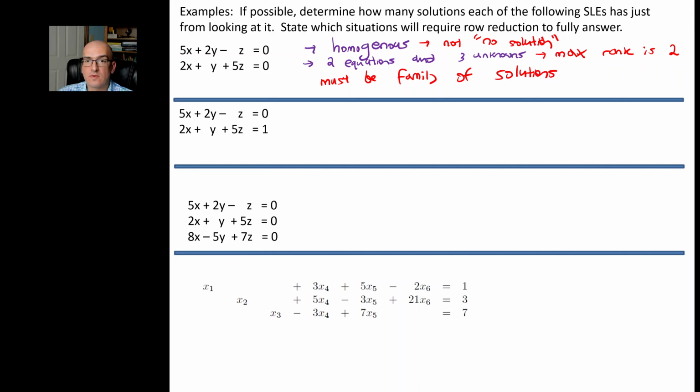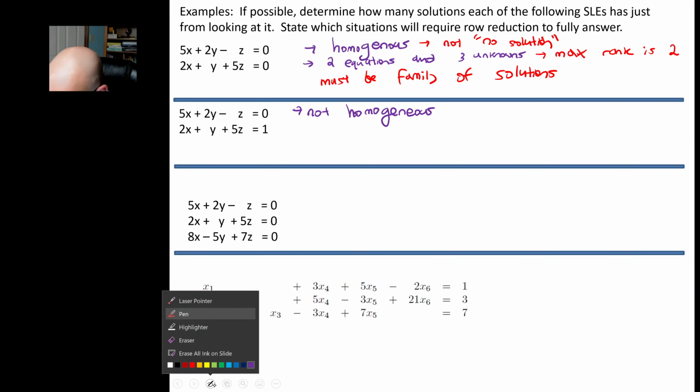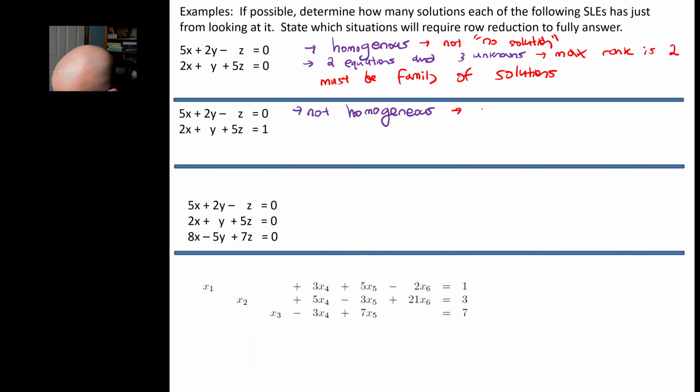The second one, we have, it's not homogeneous. It's not homogeneous, so it could have no solution. It has 2 equations and 3 unknowns, that means it cannot have a unique solution.